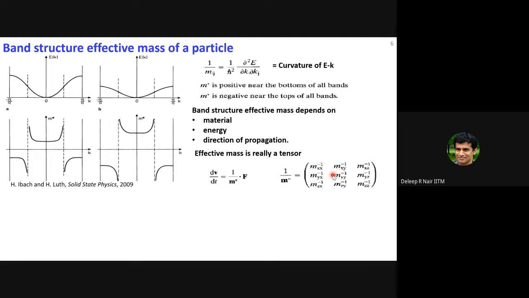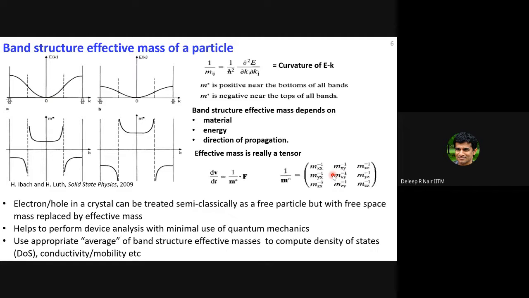So you may be wondering why we are doing all this. This enables us to treat electrons and holes in a solid semi-classically if we replace their free space mass with the effective mass in that material. So we can forget about all the periodic potential of the lattice and consider the effect of only any externally applied electric or magnetic field. This truly helps one to perform device analysis with a minimal use of quantum mechanics.